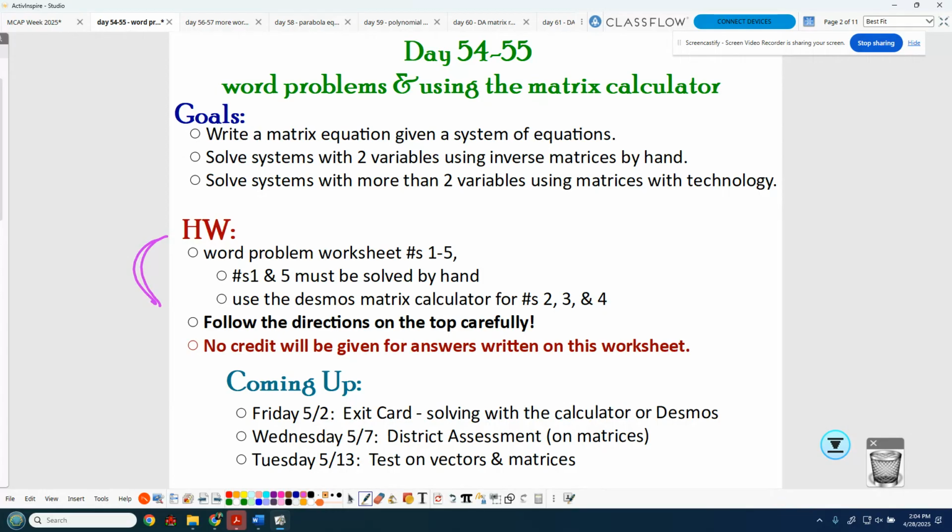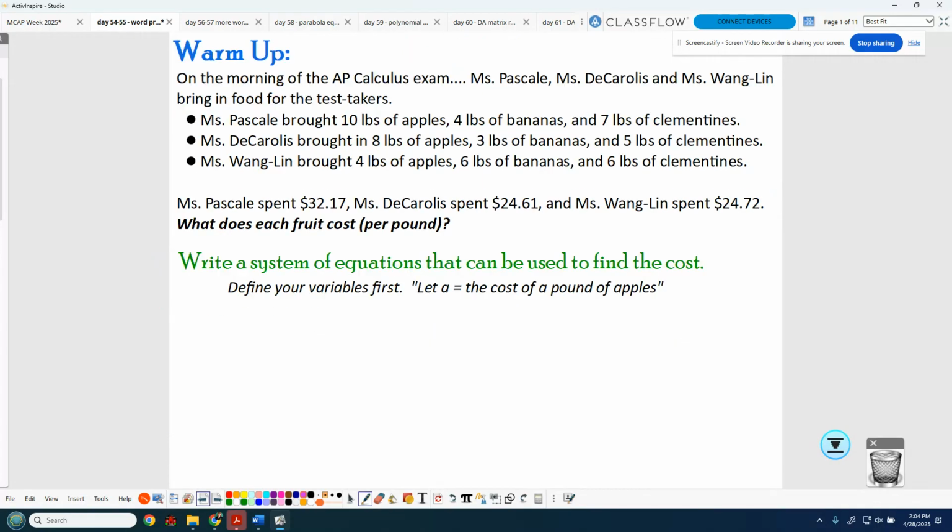Okay, you have an exit card on Friday. The following week, many of you have the IB Psych exam on the 7th. Okay. The district assessment is next Wednesday. Those of you who have a conflict will have to work it out and do it at lunch or something. The district's assessment is usually a half an hour thing. And then the following week, there's a test on all things vectors and matrices. Okay? So that's what's coming up.